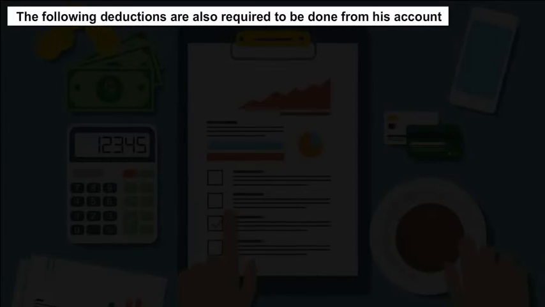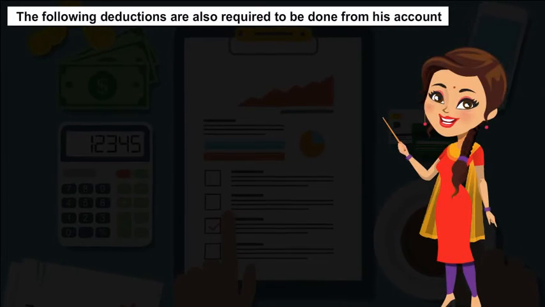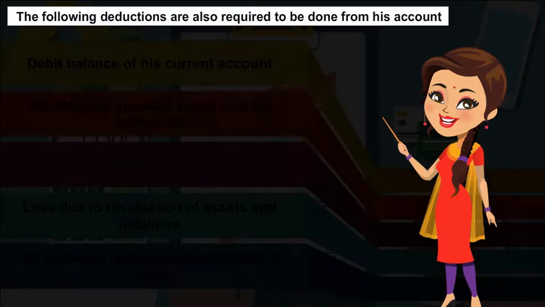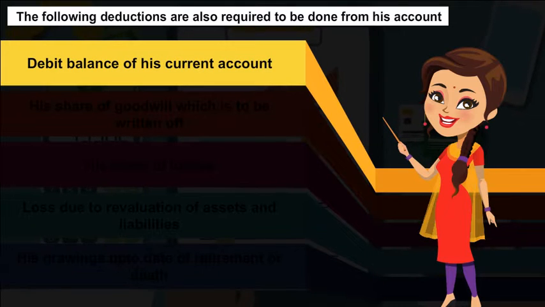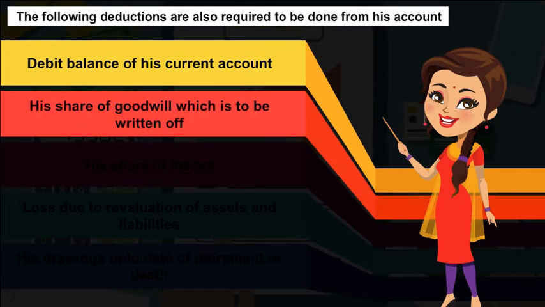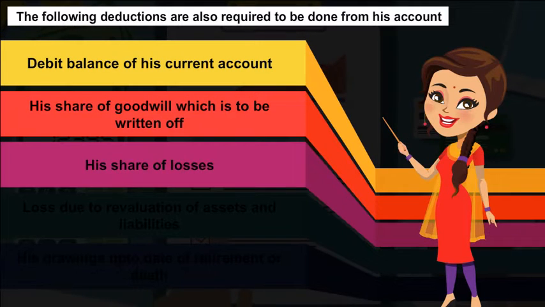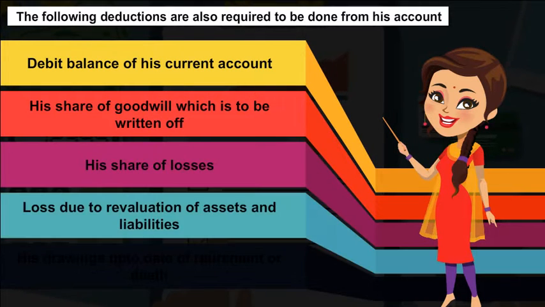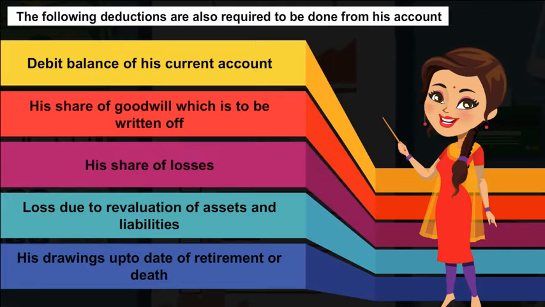The following deductions are also required to be made from his account: debit balance of his current account, his share of goodwill which is to be written off, his share of losses, loss due to revaluation of assets and liabilities, and his drawings up to the date of retirement or death.